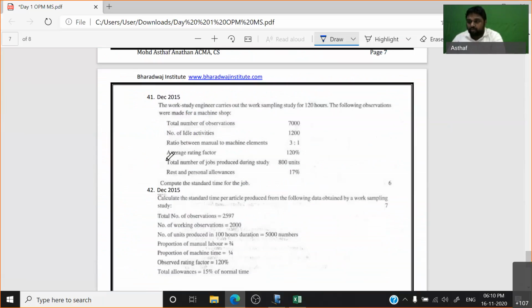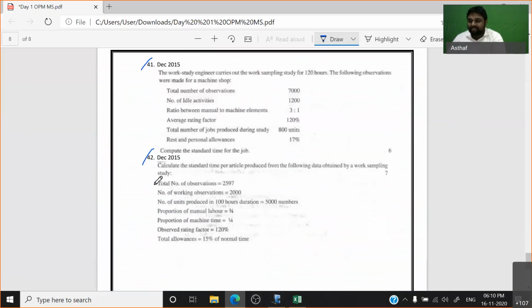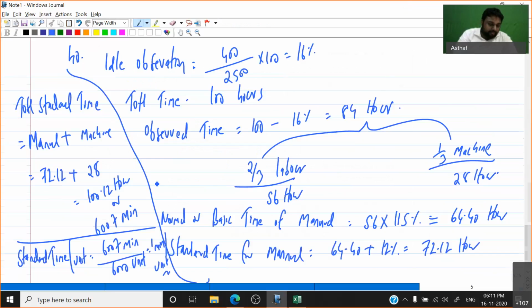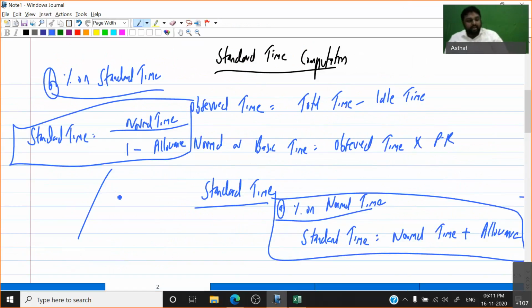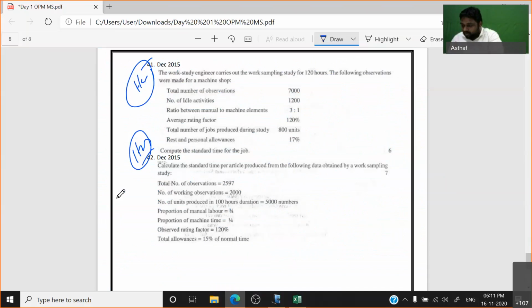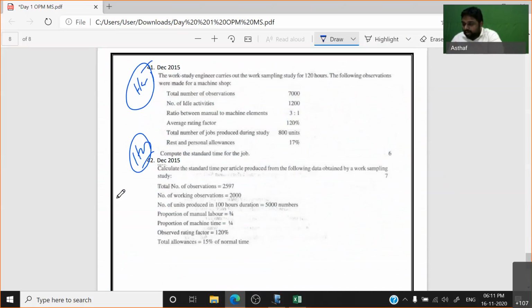question number 41, 42, both are similar questions, only the numbers are changing. You can do it as homework. See, in the study material, we have learned one more equation, standard time as a percentage of standard. There we are not at any problem. So we will do a problem on this question.